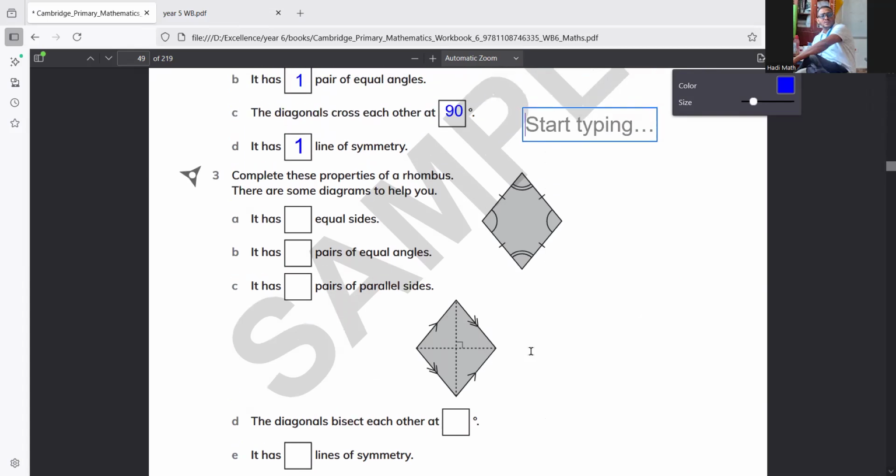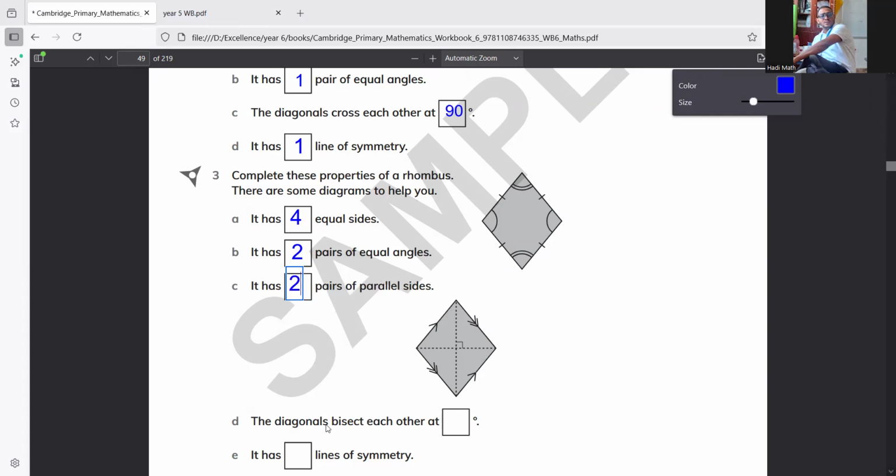Let's go to question number 3. Complete these properties of a rhombus. There are some diagrams to help you. It has 4 equal sides. All the sides are equal. It has 2 pairs of equal angles. Those two opposite angles are equal, and those two opposite angles are equal. It has 2 pairs of parallel sides. Each two opposite sides are parallel.